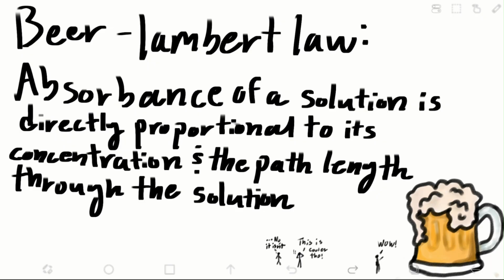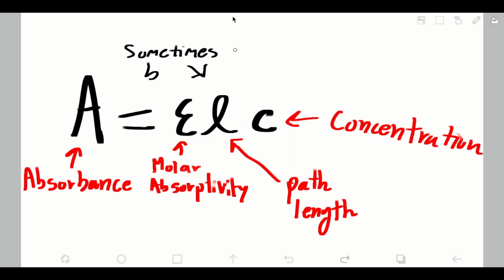Okay, so the Beer-Lambert law states that the absorbance of a solution is directly proportional to its concentration and the path length of the light through the solution. All of which can be shown in the following formula. The A stands for the absorbance, the amount of light that is absorbed by the sample. The epsilon is the molar absorptivity, also sometimes known as the extinction coefficient. Basically, it is a constant for a specific substance at a specific wavelength.